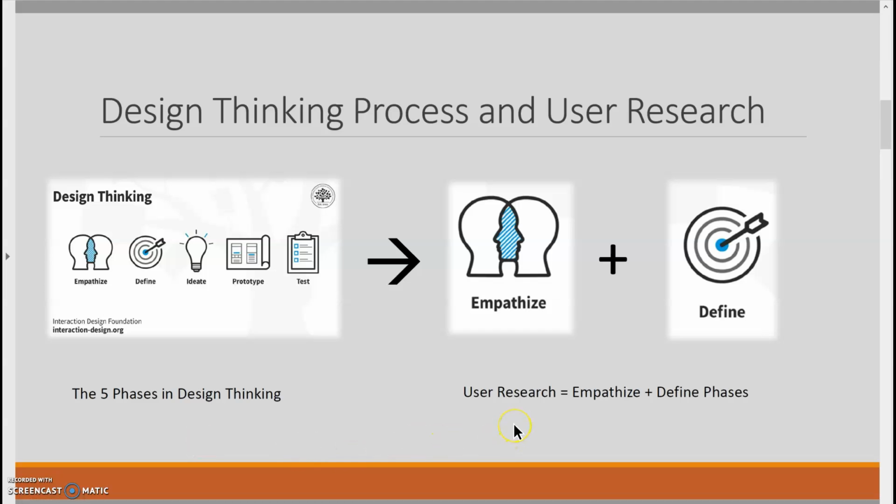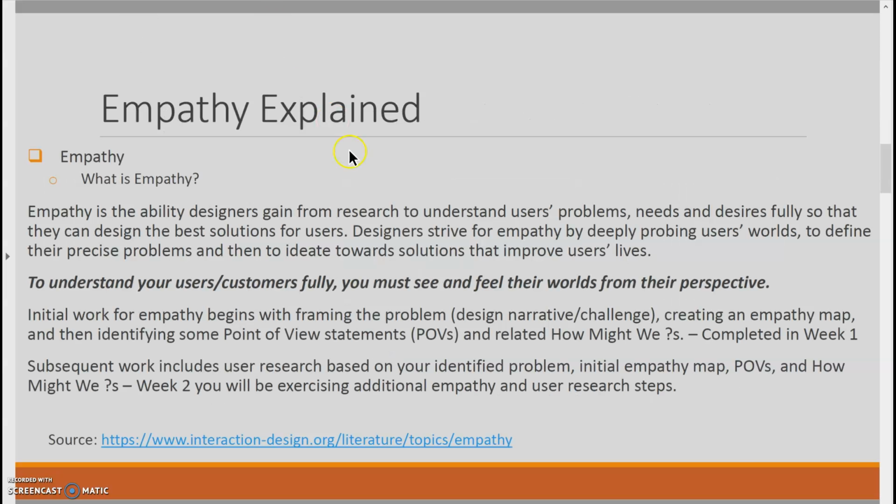This week, we will take the empathize and define and further understand it and work on it by conducting user research. And how that happens is by understanding empathy. So what is empathy in the context of UX UI? It is the ability that designers gain from research to understand users' problems, needs, and desires so that they can design a good and solid solution.